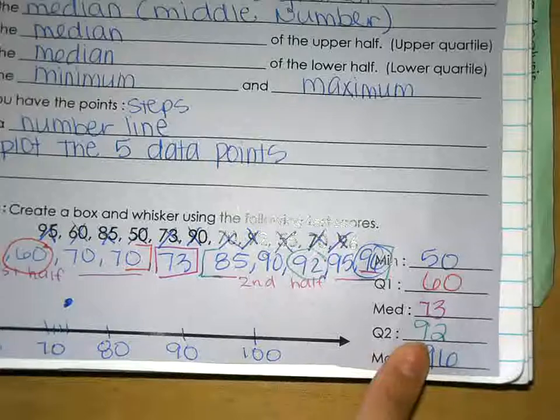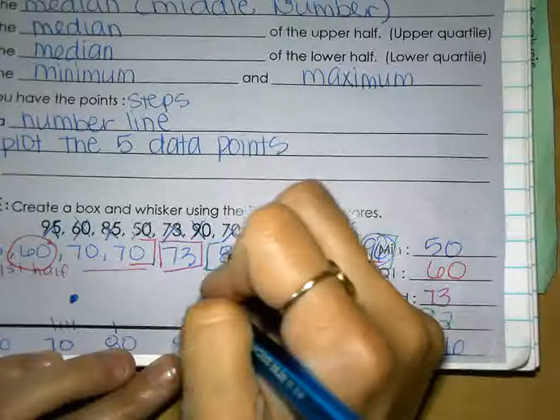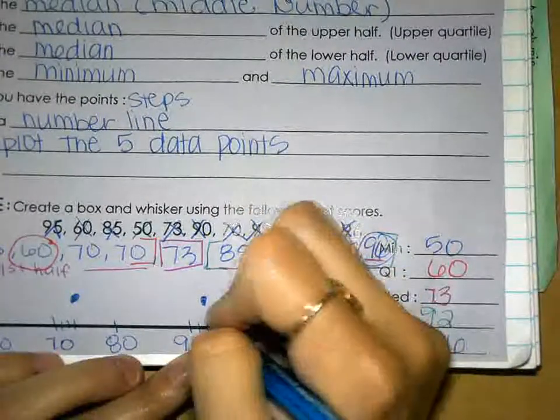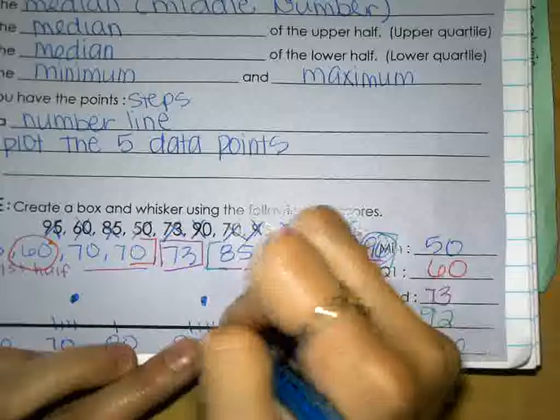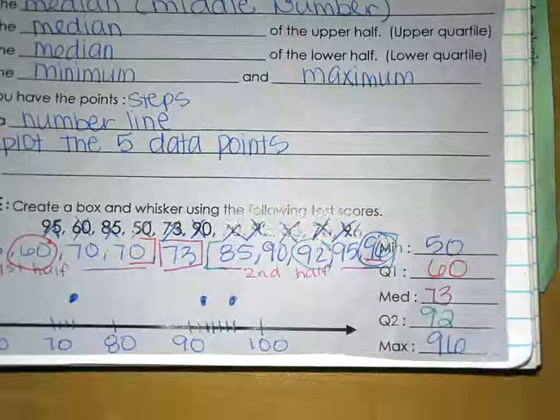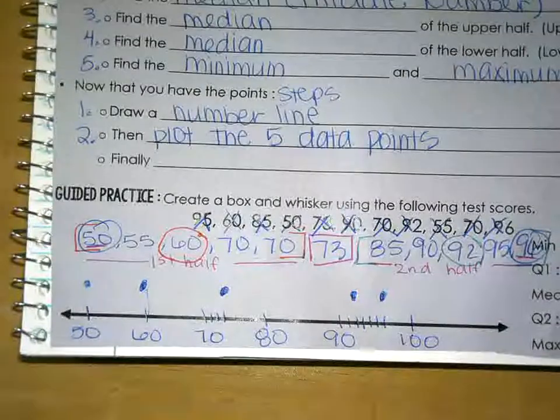My next number is 92, so I'm going to do the same thing. Here's 90, 91, 92, and then I'm going to put a dot above it. And the last one's 96, so I'm going to keep going. 92, 93, 94, 95, 96. Go and put a dot above it. So I now have my 5 dots directly above my number line.